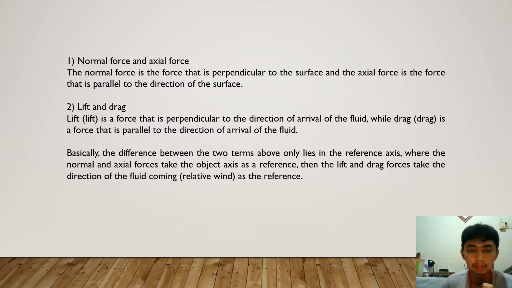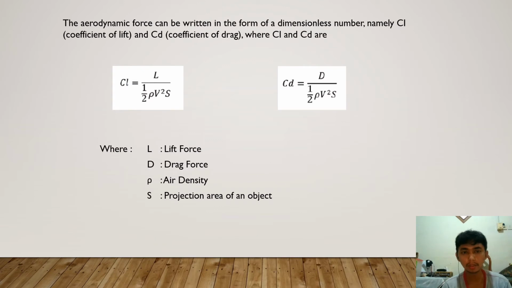So basically, the difference between the two terms above only lies in the reference axis, where the normal and axial force take the object axis as the reference. Then the lift and drag force take the direction of the fluid or relative wind as the reference. So the aerodynamic force is usually expressed in the form of dimensionless numbers, namely CL, or coefficient of lift, and CD, coefficient of drag.